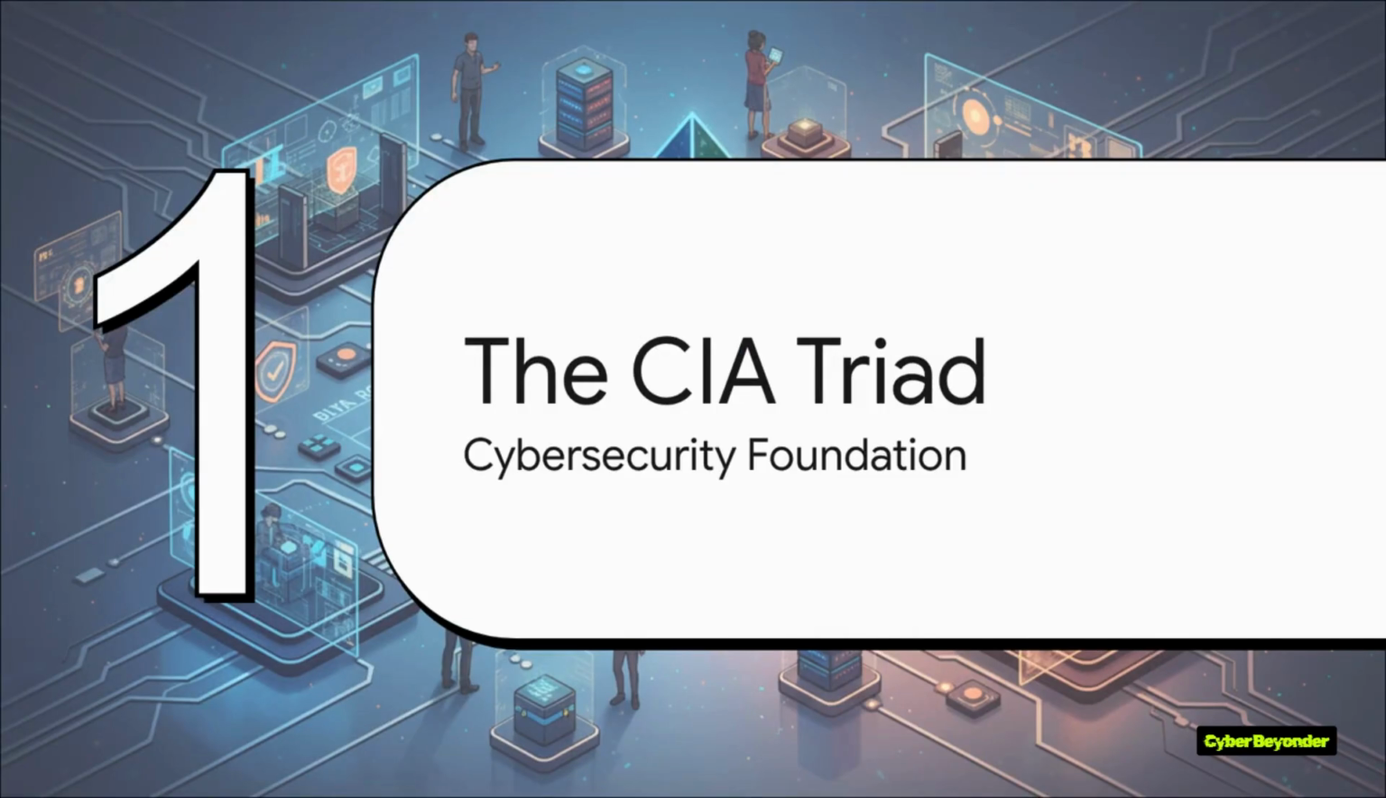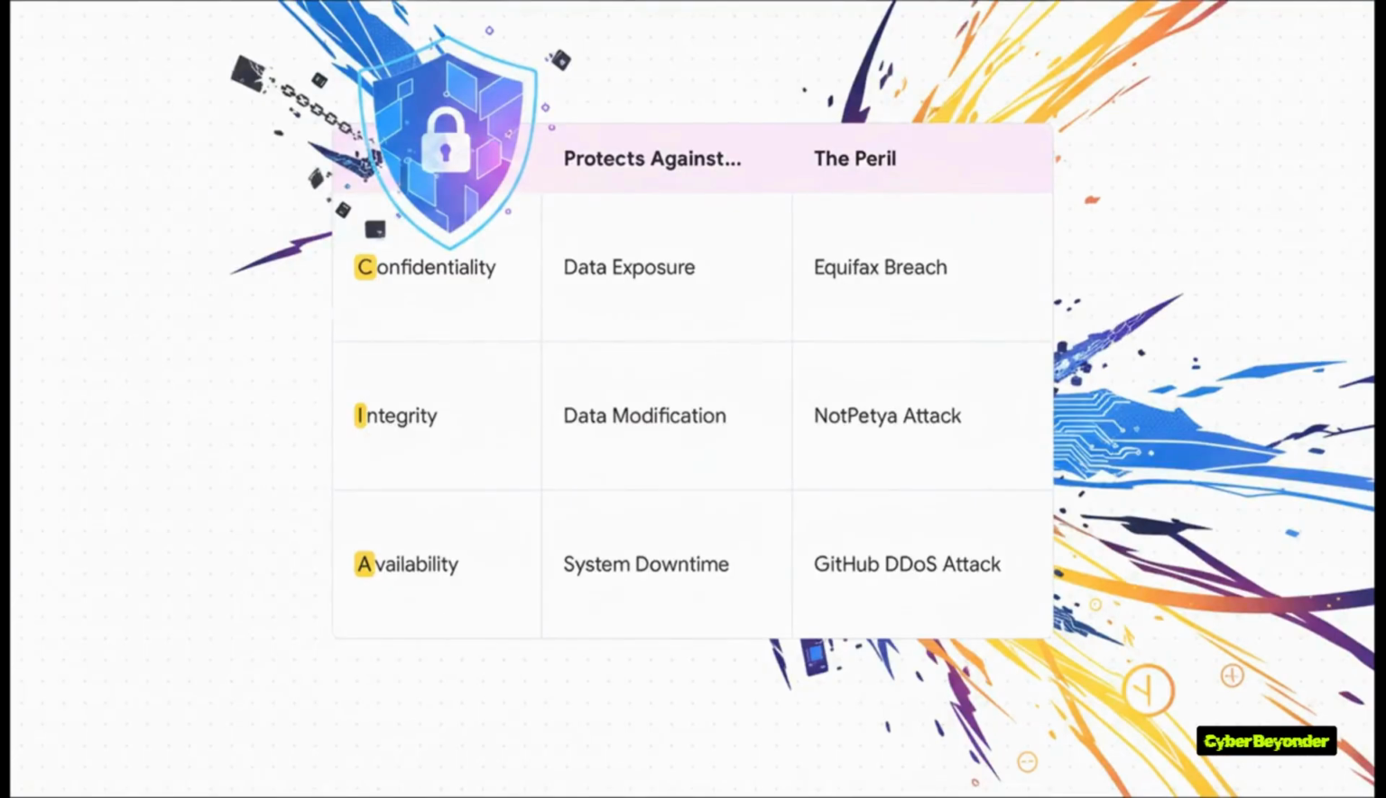So there we have it. C for keeping things secret, I for keeping things accurate, and A for keeping things accessible. Let's pull it all together. So here it is, all in one place. You can see so clearly how each pillar guards against a very specific kind of digital disaster.